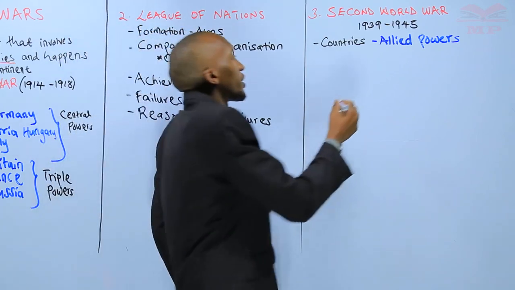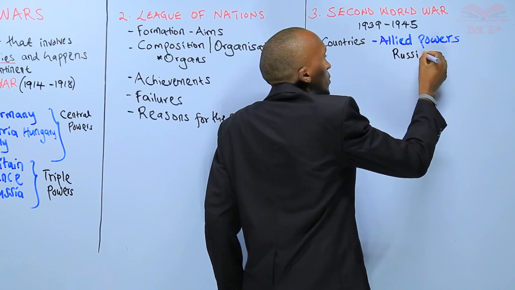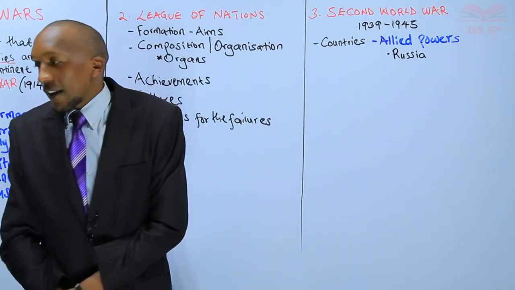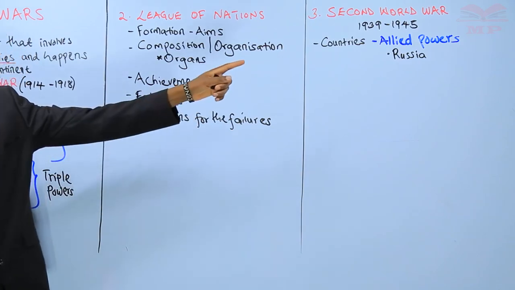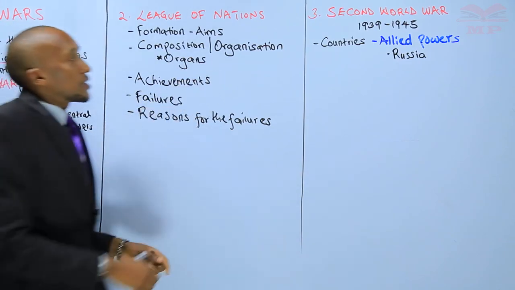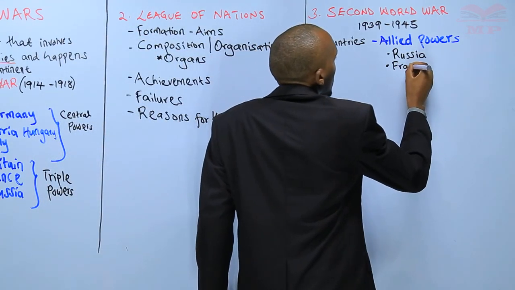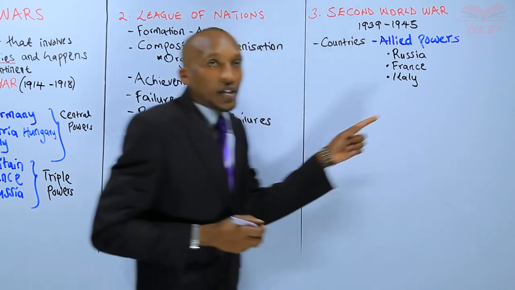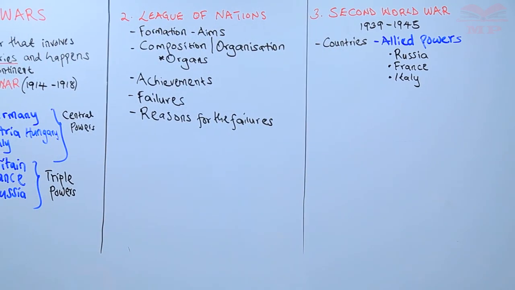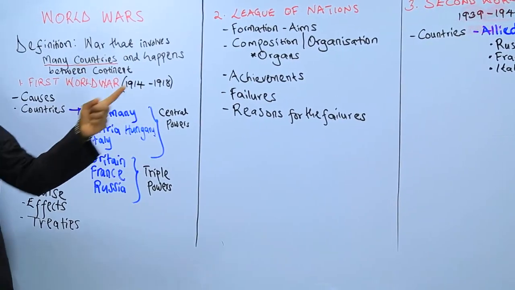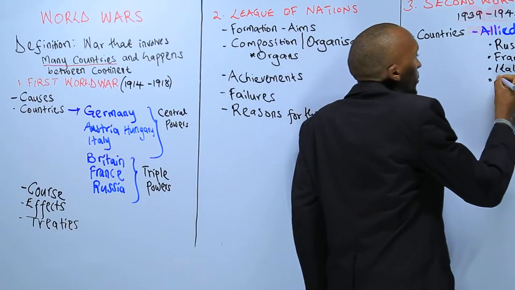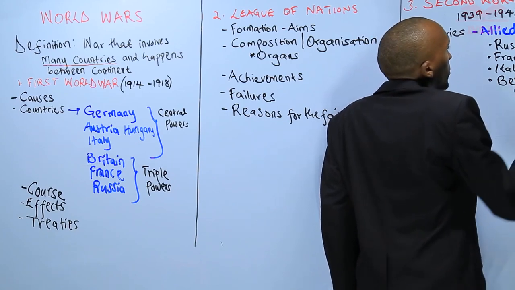The first one, we have Russia. Russia was an example of a country that was fighting as part of the Allied Powers. Then we had France. Then we had Italy, which had joined them now. Remember, I said before, in the First World War, Italy was part of Germany and the Central Powers. But when we come to the Second World War, Italy joined the Allied Powers. And then lastly, we had Belgium.